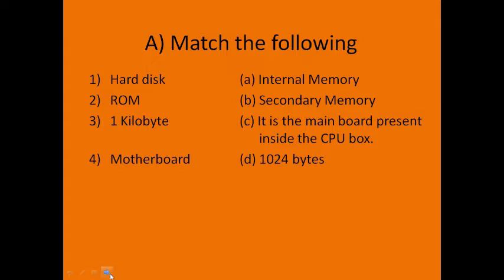So see your first exercise, match the following. You'll get 2 columns, you have to match them. Write straight, like for example hard disk. Number 1, hard disk. What will be the option from here? Secondary memory. Okay, so you have to write straight. In the same way you have to write for ROM, 1 kilobyte and motherboard. So this is your first exercise, that is match the following.